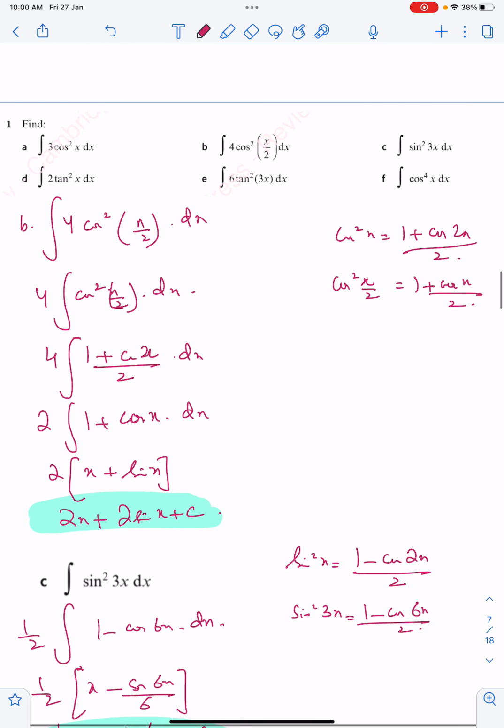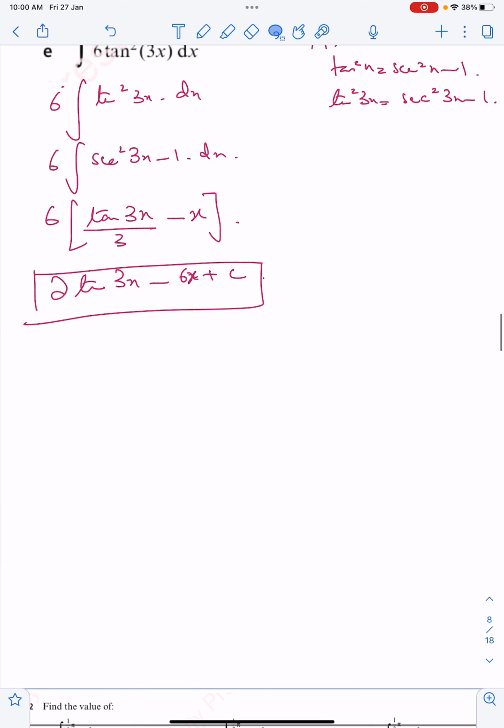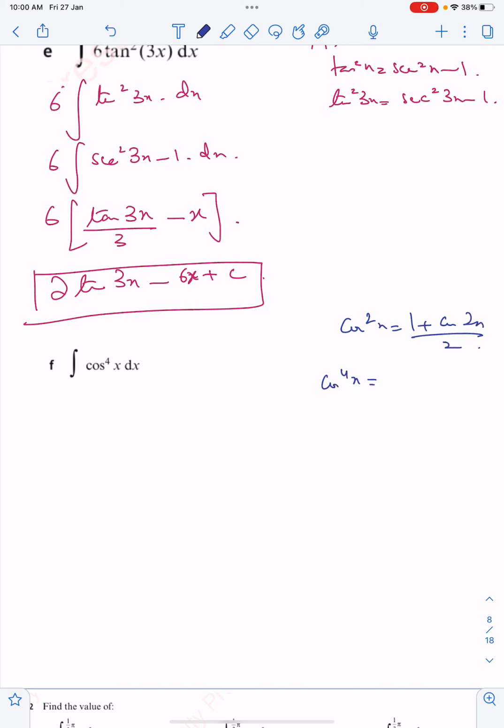Okay, now I'm doing the f part, which is cos of 4x. Okay, we know cos square x is 1 plus cos of 2x divided by 2. If I make it into cos of 4x, you have to square both sides, square the numerator as well as the denominator. So it will become 1 plus cos of 2x the whole square divided by 4, which is 1 plus 2 cos 2x plus cos square 2x upon 4.